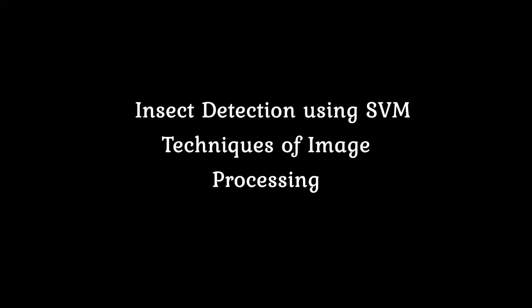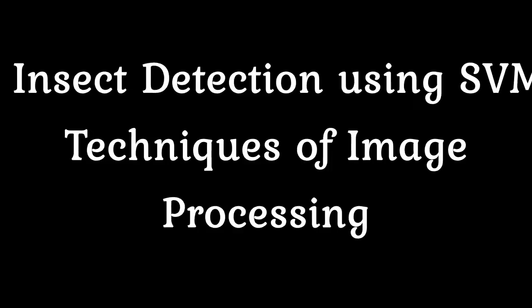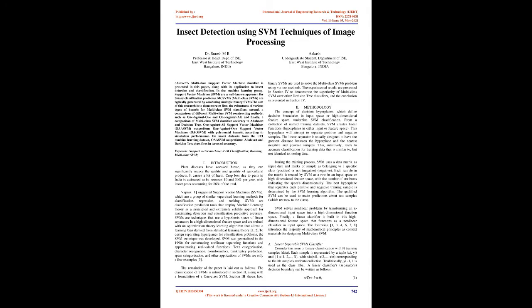Insect detection using SVM techniques of image processing. Abstract: a multi-class support vector machine classifier is presented in this paper, along with its application to insect detection and classification. In the machine learning group, support vector machines, SVM, are a well-known approach for binary classification problems.